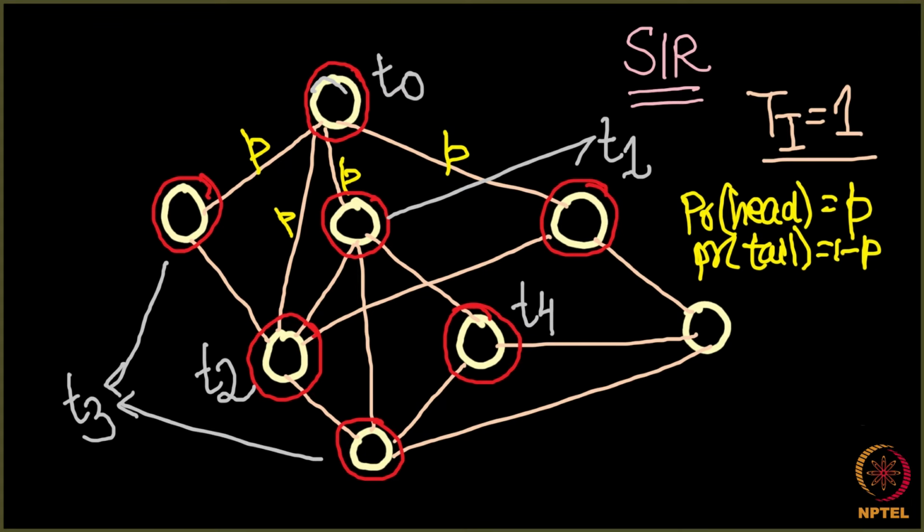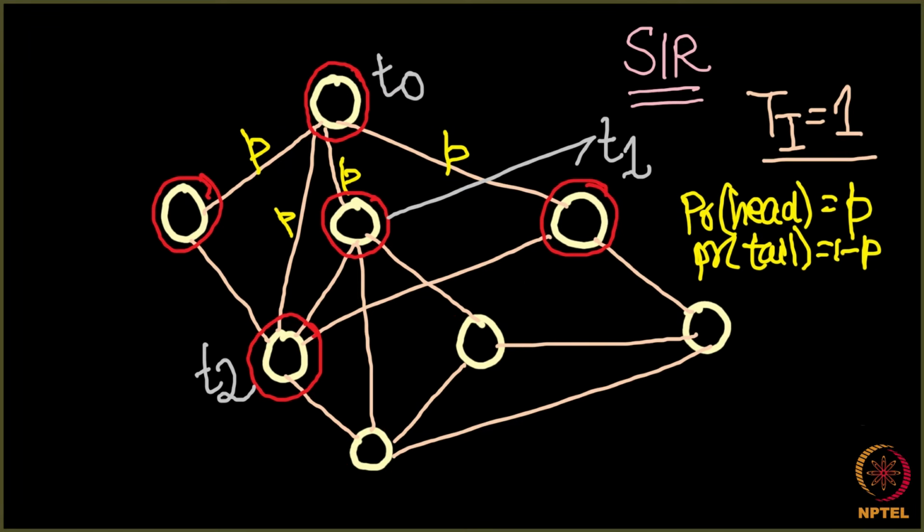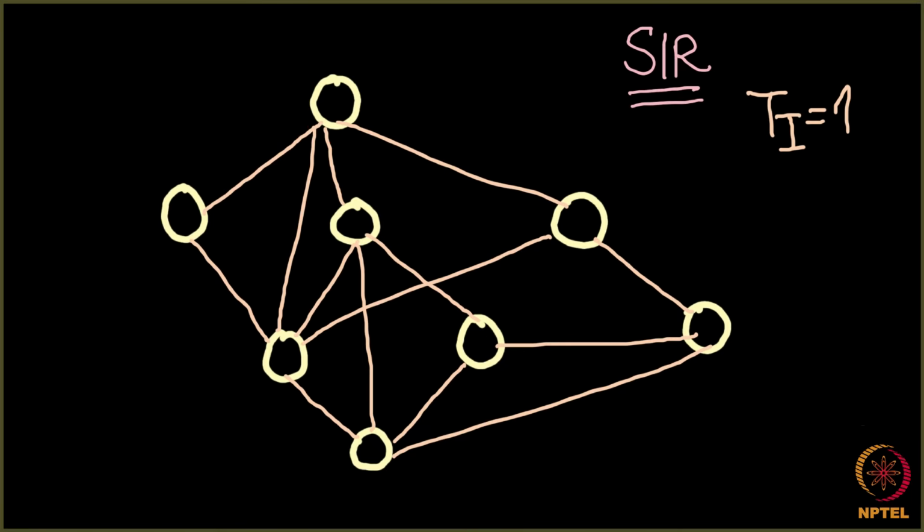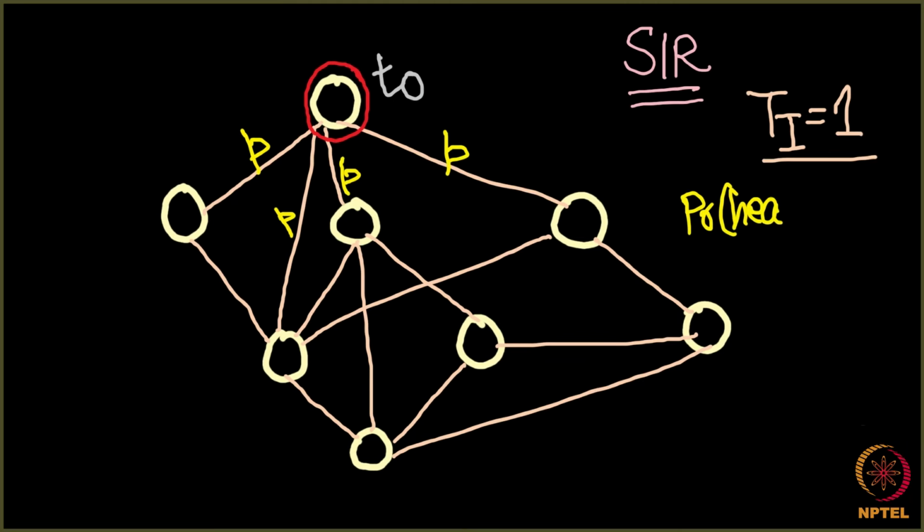So let's say I want to know, I was having this initial network over there. Initially my network was like this, and this node over here was infected, and let's say now I'm interested in knowing, when this process runs, whether this node over here will get infected or not.